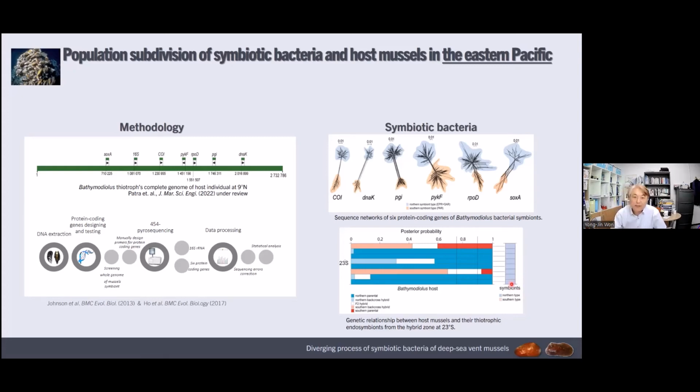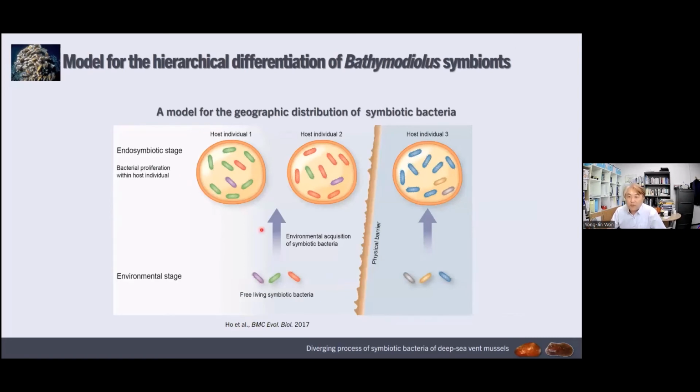This indicates that. And from our study, we could see a different hierarchical level of differentiation in bacteria. From our observation, we made a model for the geographic distribution of symbiotic bacteria, like this picture. If there is a clear physical barrier like the Easter Microplate, the symbiotic bacteria are also divided, as the bottom colors indicate different genotypes of bacteria. While their hosts develop, they acquire these bacteria from their corresponding local areas. The purple, green and red types only exist in that area, and their host individuals contain only this type.